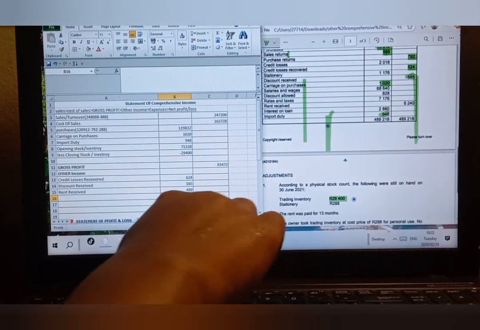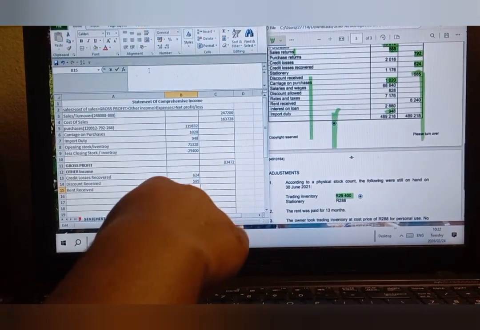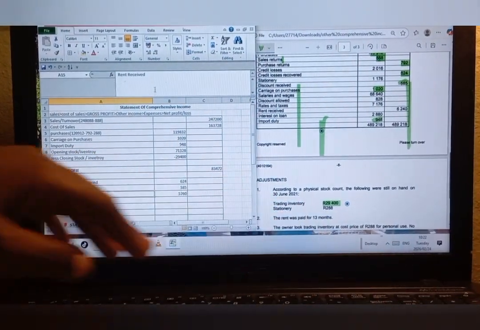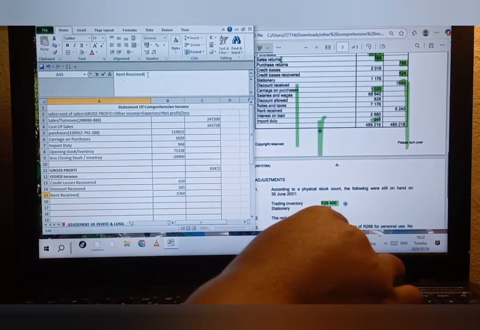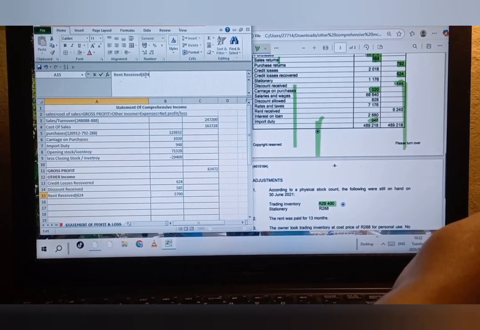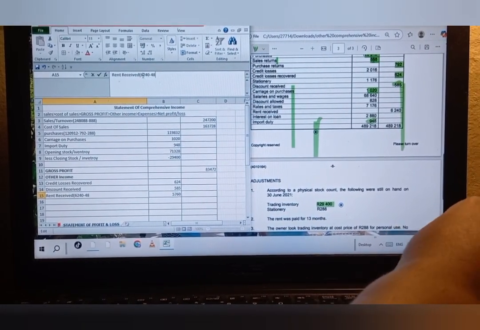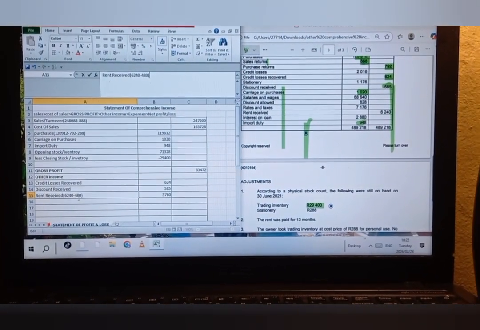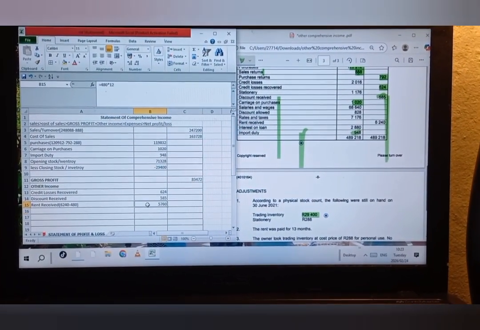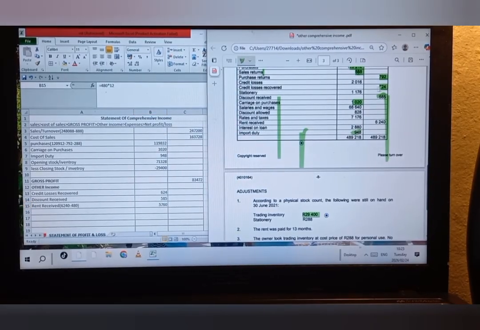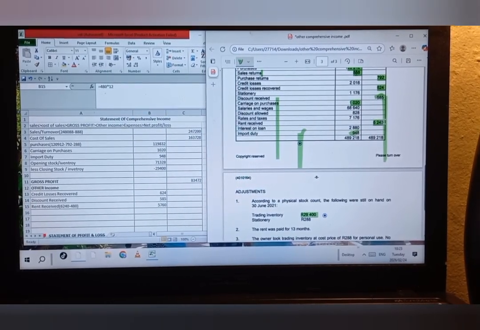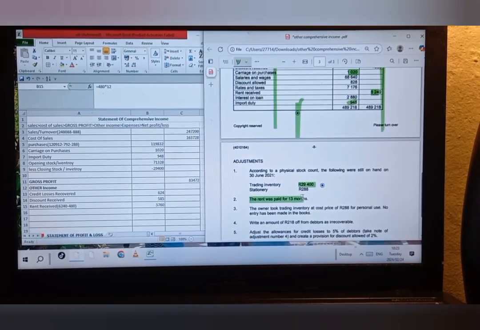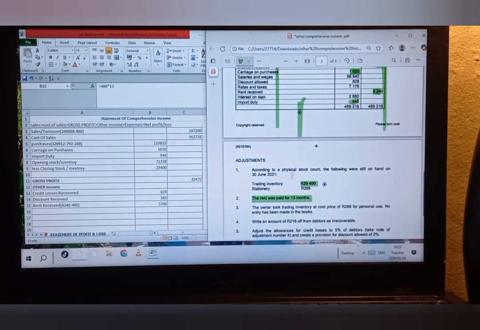We get 480. 480 times 12. But then here you open your brackets. Since we had that 6,240, you minus 480. So the moment you say 6,240 minus 480, you get your 12 months rent received. So we are done with our rent. You highlight, and also we're done with this transaction number 2. You highlight to make things easy for you.